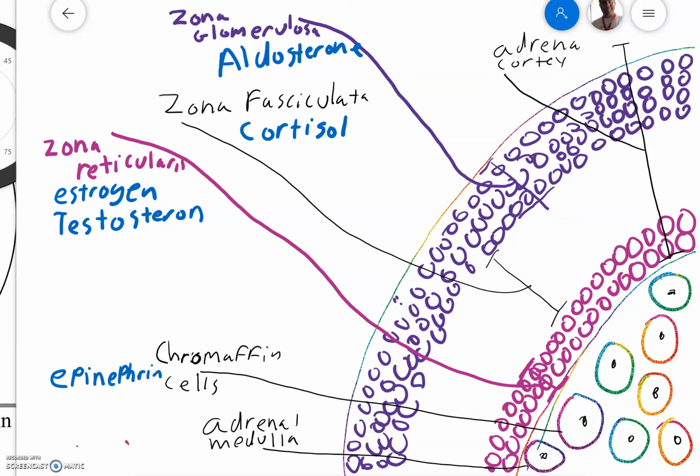So again, the adrenal cortex has 3 zones: the zona glomerulosa, the zona fasciculata, and the zona reticularis. The zona glomerulosa, the purple zone here, makes aldosterone, which causes you to retain water by retaining sodium in the kidneys. The zona fasciculata makes cortisol, which is a stress hormone. You release it when you need to deal with stress. It inhibits inflammation. It frees up fatty acids into your blood. It actually helps with gluconeogenesis. And then we have our zona reticularis, which is very thin, makes very small amounts of estrogen and testosterone.